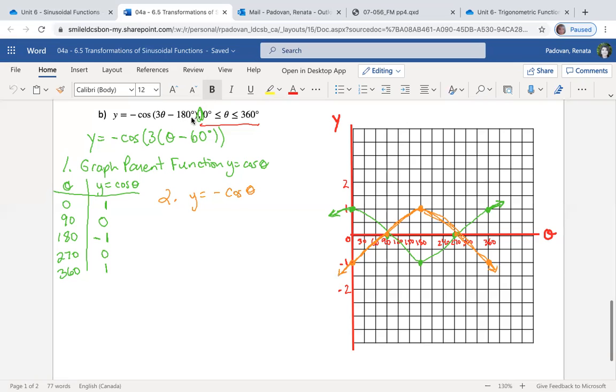Let's say here, step 3 would be to take care of this 3, which is now a horizontal compression. So let's apply the horizontal compression of 1/3. I'm horizontally compressing it by 3, which means that I'm going to divide all my, what would have been x values. So I'm going to divide theta by 3. So theta is now equal to theta divided by 3. So it's 1/3 of what it used to be.